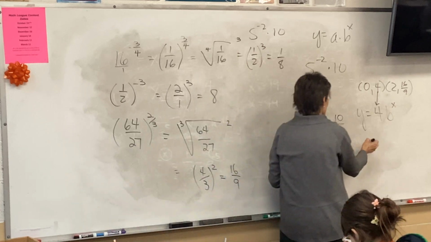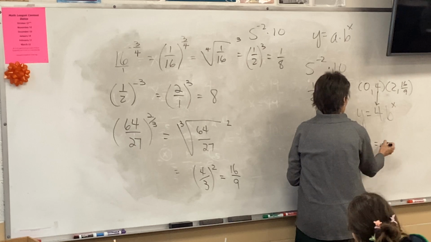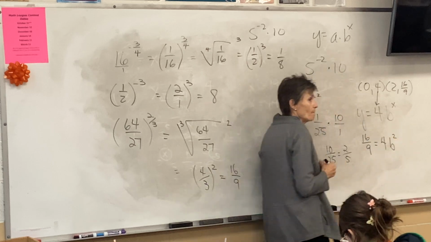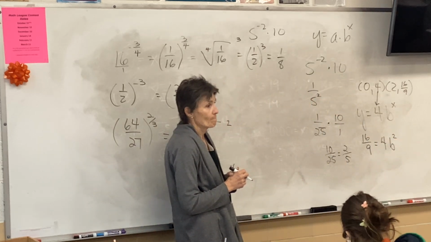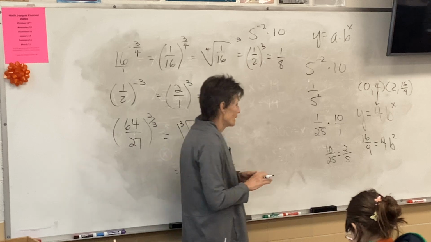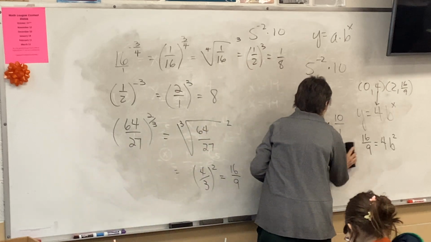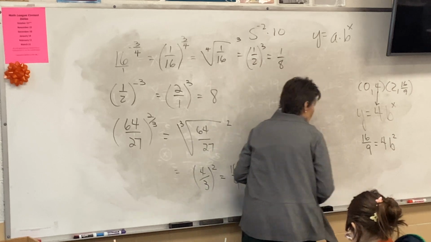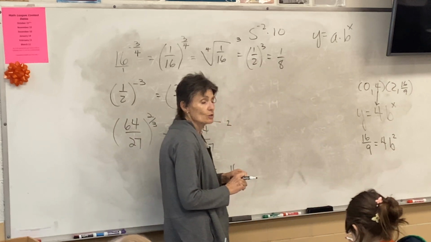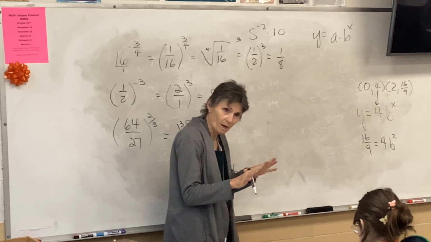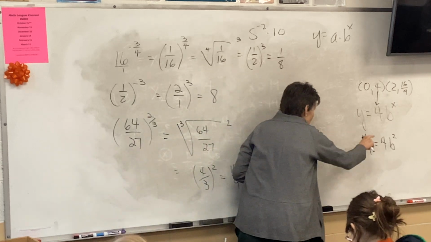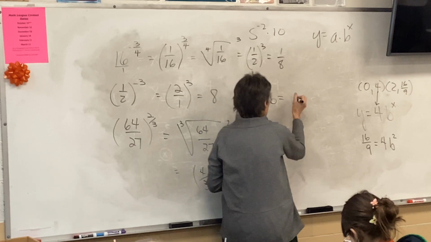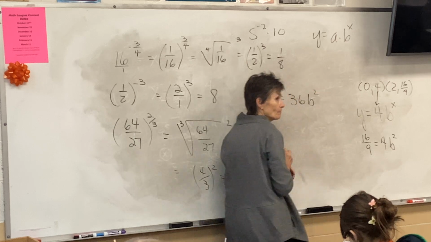Plug it in. So 16/9 equals 4 B to the second. Now, I know some of you really struggle with this fraction stuff. So what you can do, if you want, is multiply by 9. So that your equation is 16 equals 36b squared.